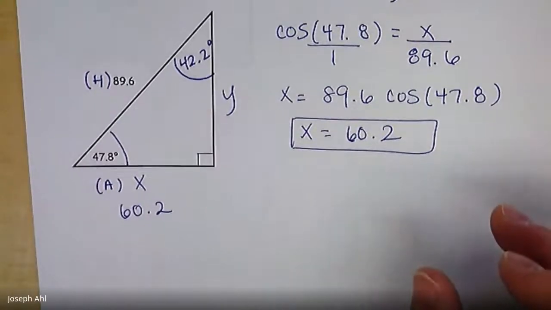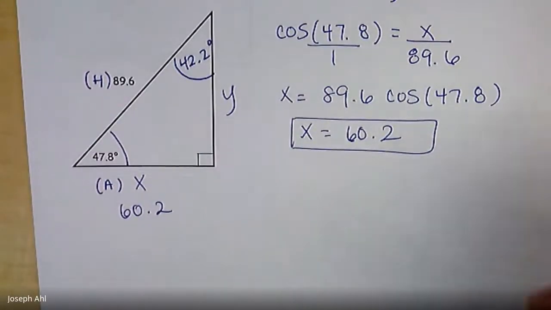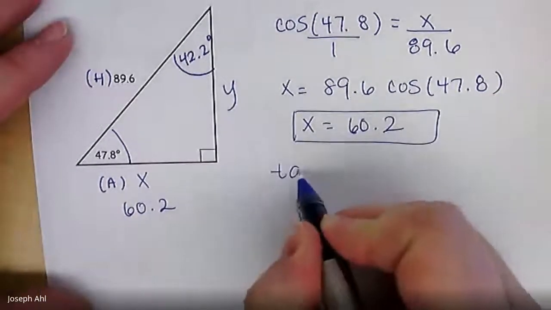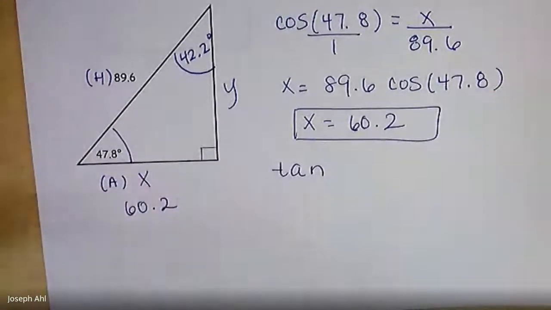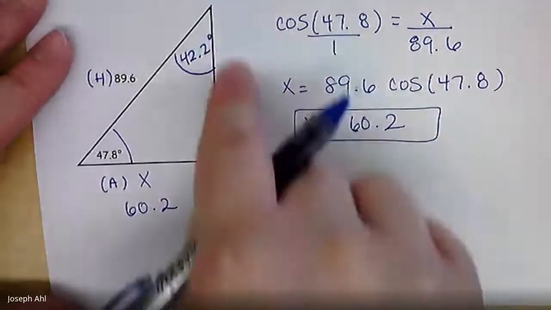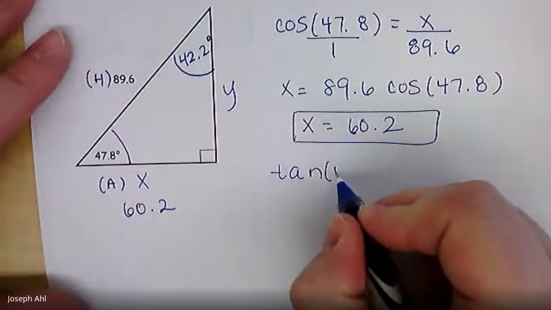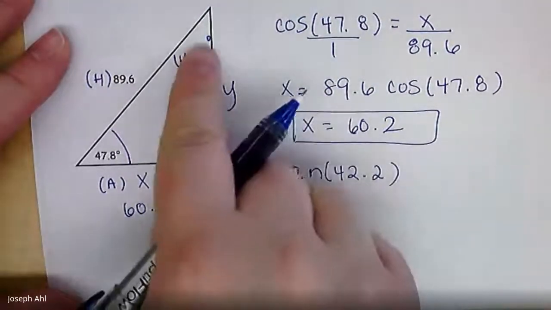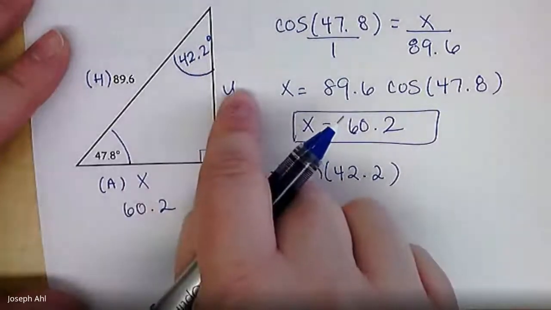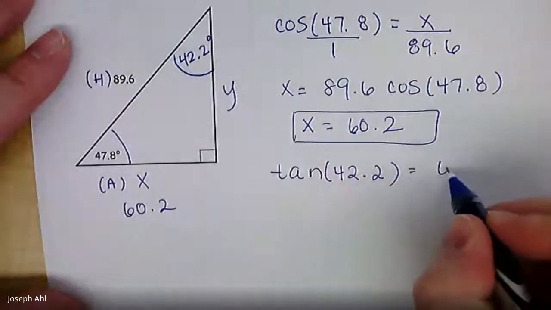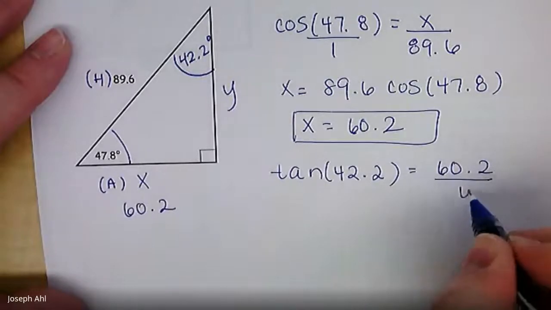Let's use tan this time. So if I was going to use tan to find the side that's labeled as y, tan of that angle 42.2, we know is the opposite over the adjacent. So that's going to be 60.2 over the adjacent, which is y.